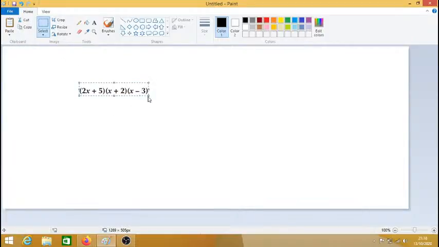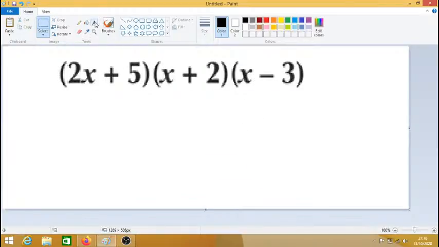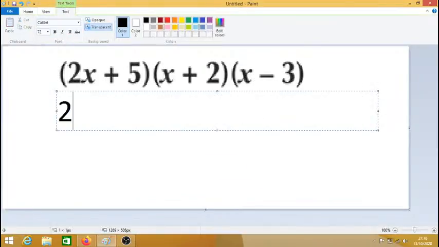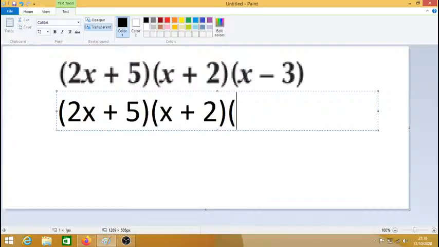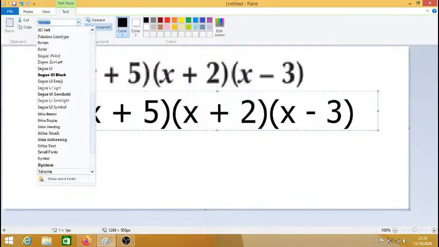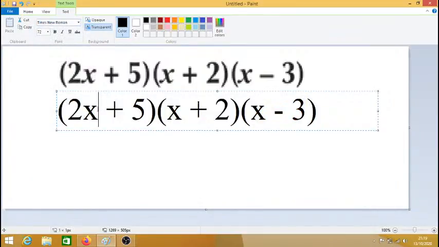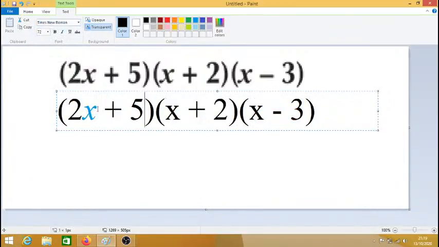Not sure how the quality is going to come out. Might have to write it myself. A little bit blurry, so I'm just going to rewrite it, but rather than use the other letter, I'll try and use the x. So 2x plus 5, x plus 2, x minus 3, and I'm just going to switch the font and put these x's in italic.